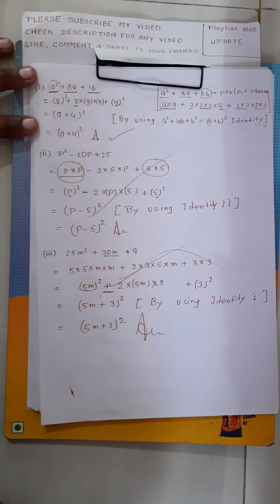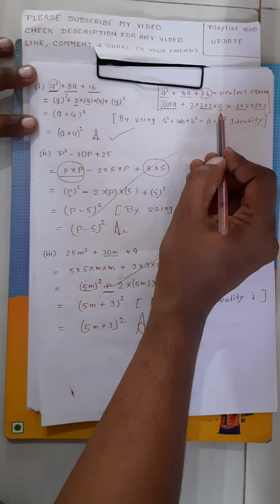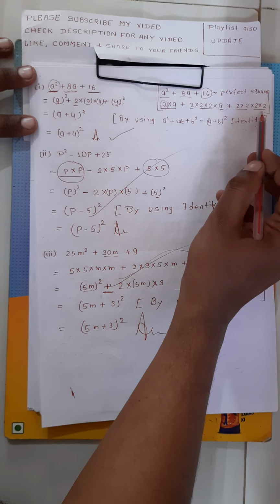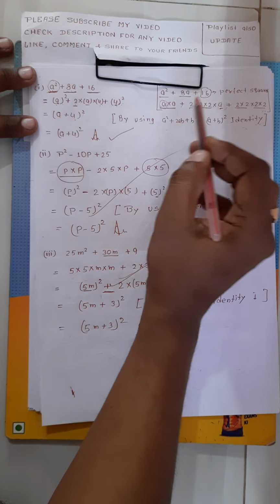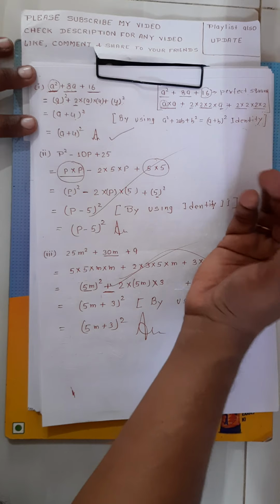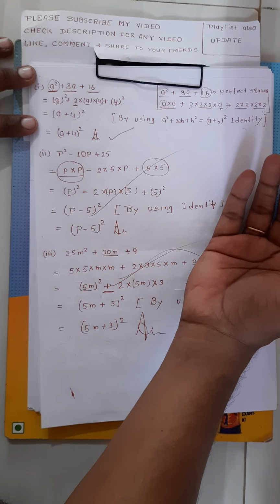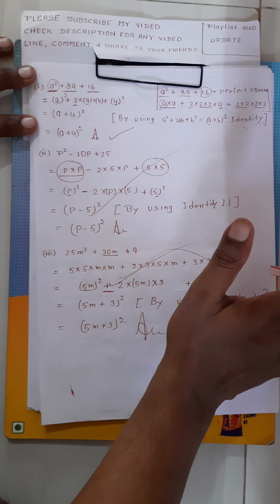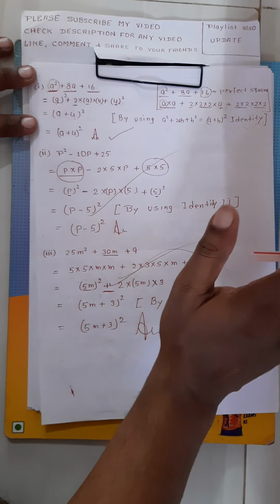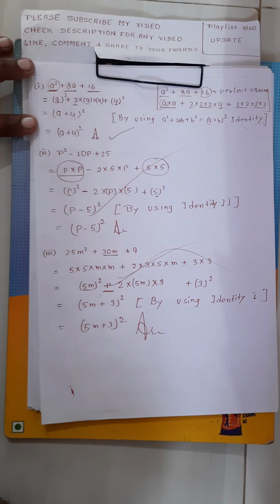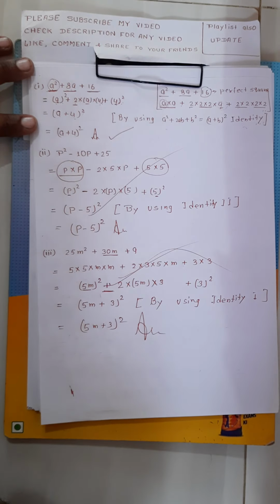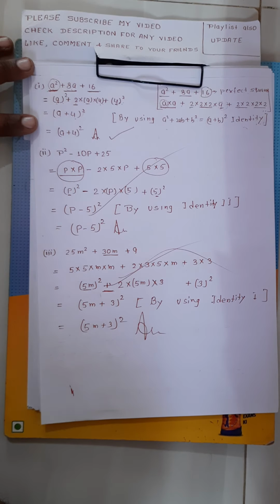A is present here and here, but a is not present in the last term, so we cannot take out a from all terms. Since the first a we cannot take out, we cannot take out the second a either. So a common factor we cannot take out from here. Then we will check for regrouping. Since it has only three terms, we cannot use the regrouping method in this question.